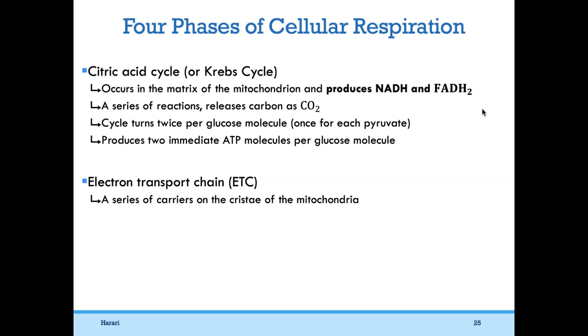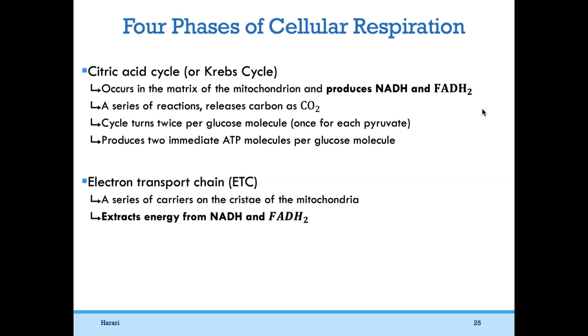The last phase of respiration is the electron transport chain, which should ring a bell because we spoke about such a chain in the chloroplasts in photosynthesis. But the electron transport chain in respiration is a series of carrier proteins on the cristae of the mitochondria. So those are the inner membranes, like the foldings, right? Remember how it folds over and over again? Those are the cristae of the mitochondria.